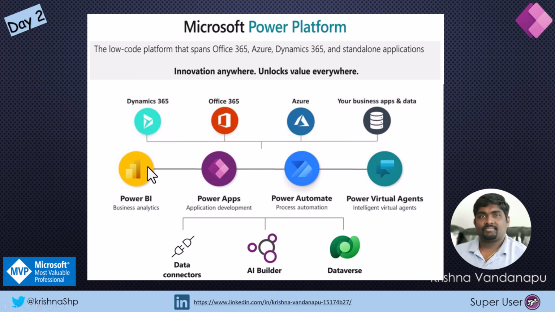On top of this layer, we get Dynamics 365, Office 365, Azure, and your business app and data. Okay, so this is how the entire structure looks when we look at the Power Platform architecture. Any questions?